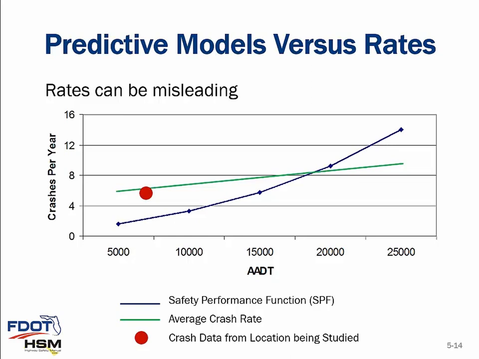The red point is historical crash data for this facility. So the point of this slide is that it would appear that we do not have a safety issue as compared to the average crash rate for the facility. But in reality, it has a crash frequency well above what the safety performance function predicts, so there actually may be a safety issue.